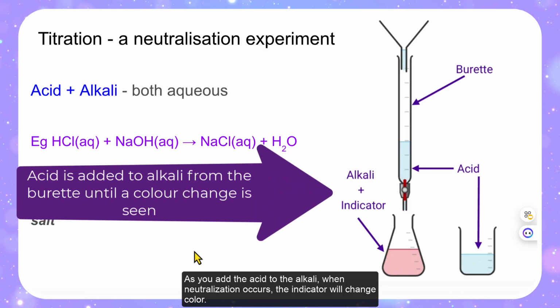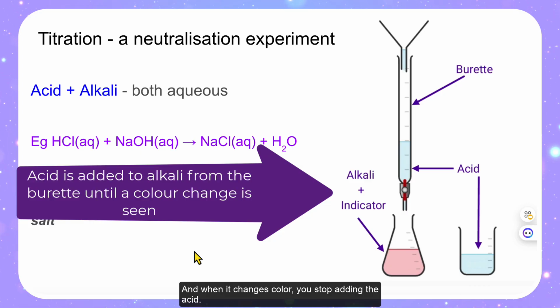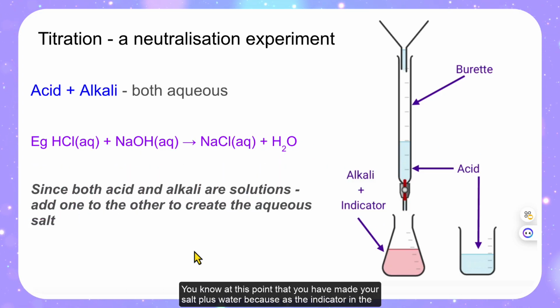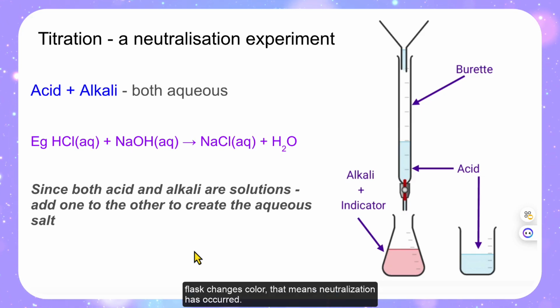As you add the acid to the alkali, when neutralization occurs, the indicator will change color. And when it changes color, you stop adding the acid. You know at this point that you have made your salt plus water, because as the indicator in the flask changes color, that means neutralization has occurred.